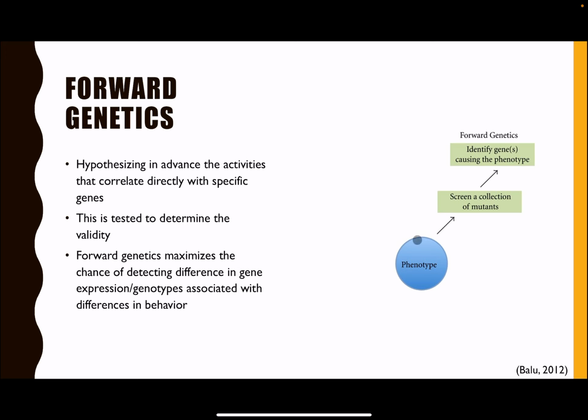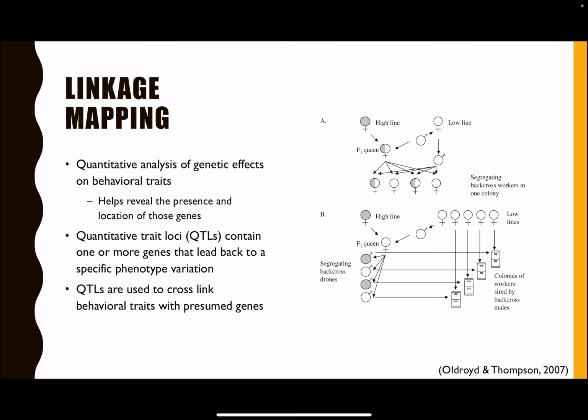In this image, you are going to start with a phenotype and then you're going to screen a collection of mutants. So you would screen your organism and therefore you'd be able to identify the gene or the genes causing that specific phenotype. So it's basically working from what you already know to what you don't know and what you want to figure out, just as a normal science experiment.